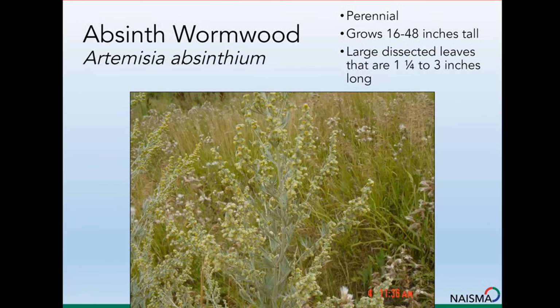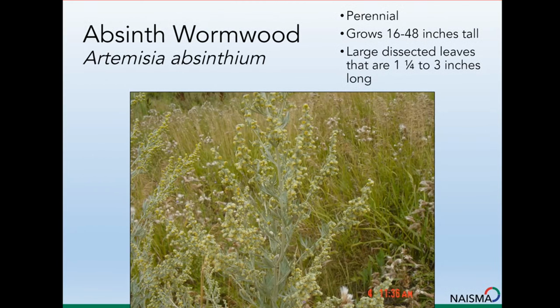It's in the same family with most of our sages, Artemisia. It's a perennial plant, can grow rather tall, 16 to 48 inches, has large dissected leaves that are an inch to about 3 inches long. To me, this is a very easy plant to identify because we have a lot of sagebrush in our area, so we're dealing with that.